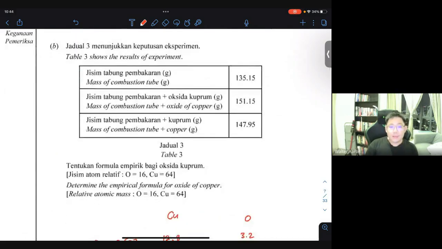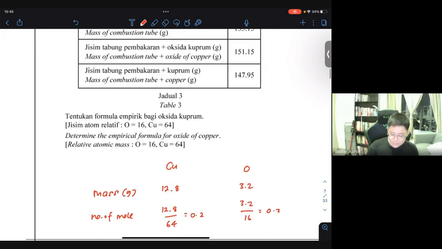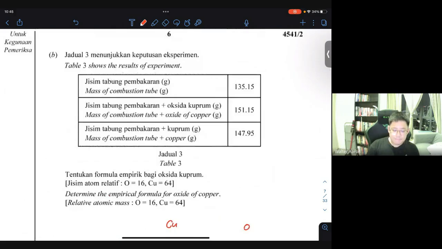And then for B, table 3 shows the results of the experiment. So they have the mass of the combustion tube, and then the mass of combustion tube plus oxide of copper, and then the mass of combustion tube plus copper alone. Okay, so to calculate the empirical formula, which is the next question, you're supposed to be able to calculate the mass of copper alone, and also to get the mass of oxygen alone, so that we can calculate number of moles, compare the ratio of number of moles, and then only you'll be able to get the empirical formula.